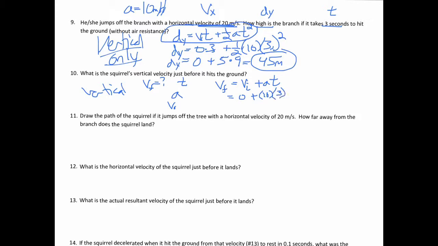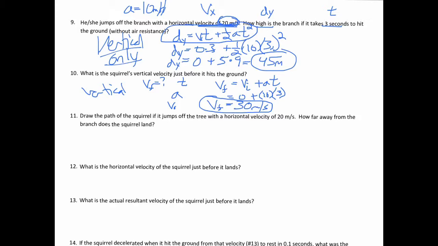Starts at 0, acceleration of 10 meters per second squared. Do that for 3 seconds. Go from 0 to 10 to 20 to 30. So 30 meters per second is my final velocity once it hits the ground. And that's the vertical velocity. It still has that 20 going sideways. That's the vertical velocity at 30.